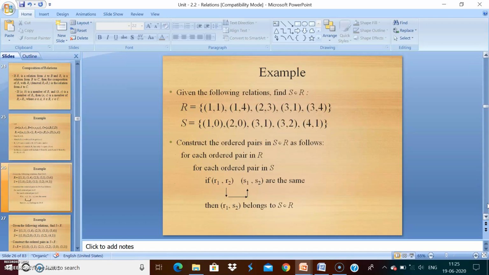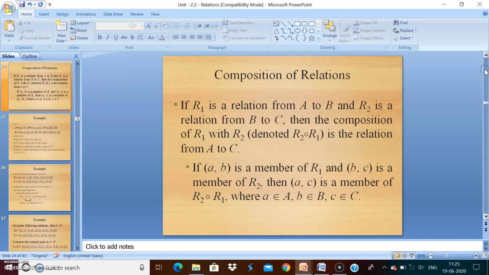Next one is composition. Composition means a relation between two relations. R1 is a relation from A to B, and R2 is a relation from B to C. Next is the composition of R1 with R2, a relation combining R1 and R2. Finally it is denoted as a relation from A to C.